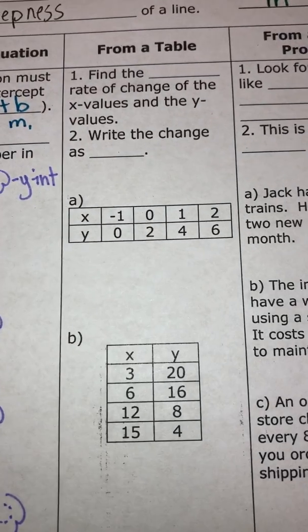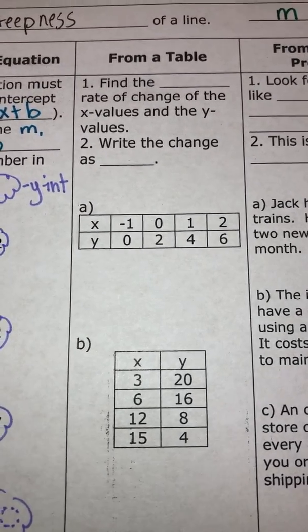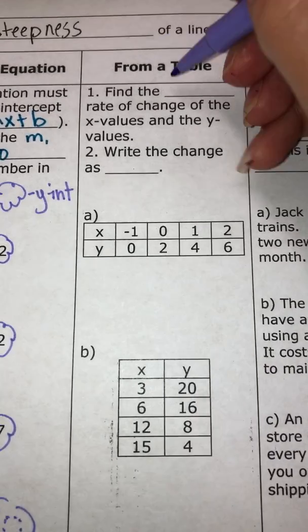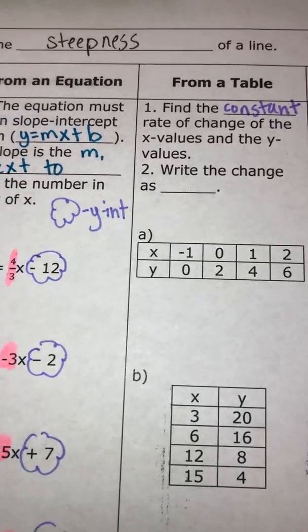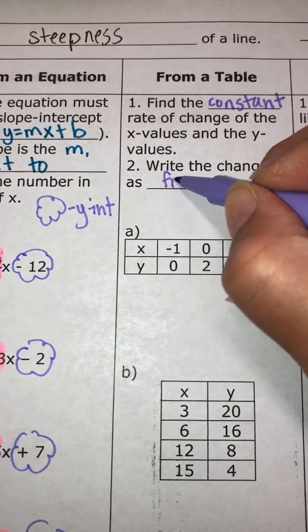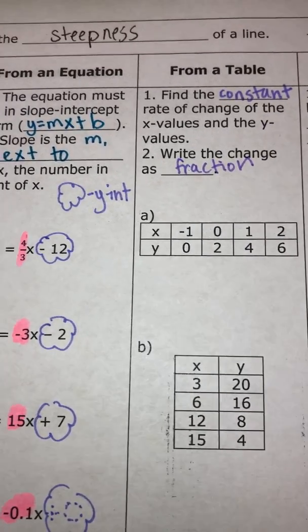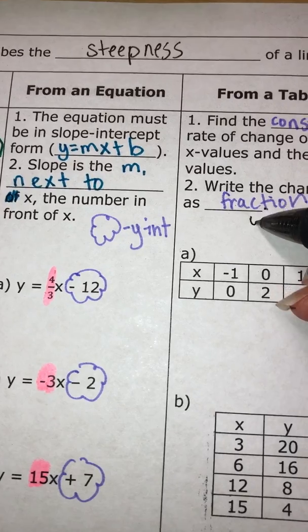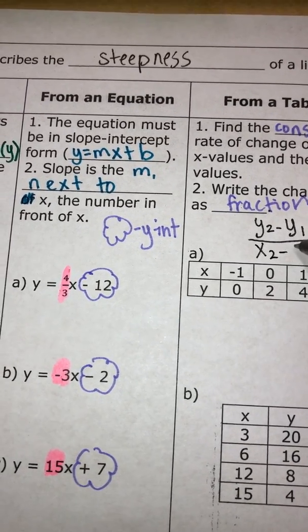From a table, we are going to find the constant rate of change of the x values and the y values. We're going to write the change as a fraction. And obviously, we're going to use our formula, y2 minus y1 over x2 minus x1.